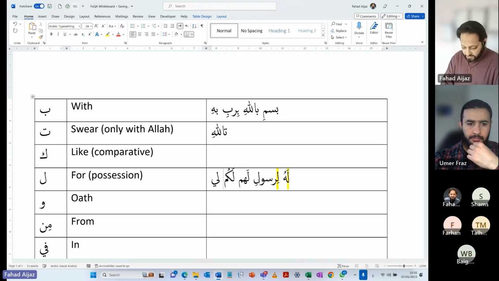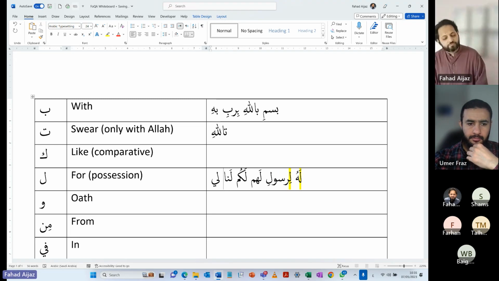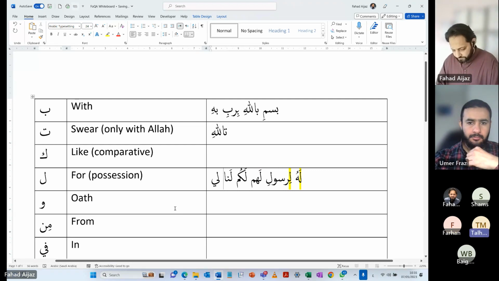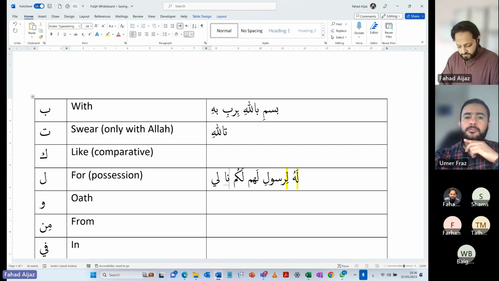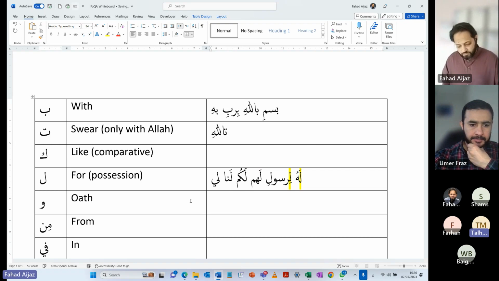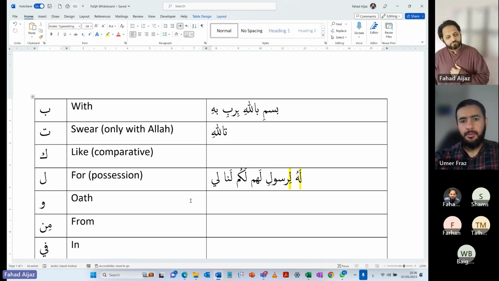So for example, if you attach it with nahnu, it is going to be lana, for us. Got it? Can you say it once again, for this lana? We have nahnu, which is the we, and the attached form of nahnu is na. And when you attach a lam to it, you put a fatha here, lana, for us.